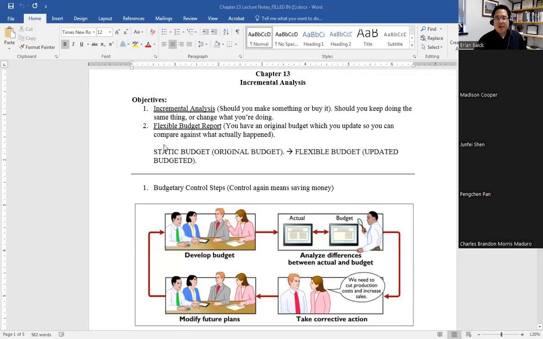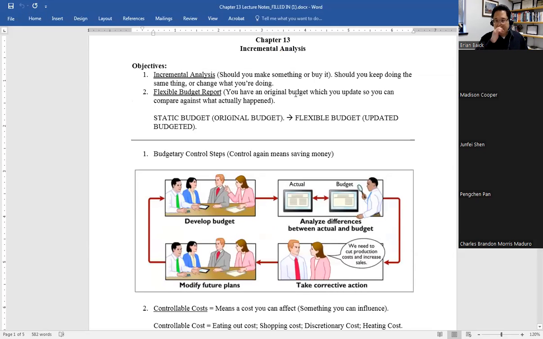In chapter 13, as I mentioned before, there are two important concepts that you need to be aware of. These important concepts include this idea of incremental analysis. Incremental analysis means that you are going to choose between two different options. Usually there's a status quo option, and then there's something that is different. What does that mean, status quo option? It means, for example, I'm already making something. I'm making my own bread. Should I go out and buy it instead?